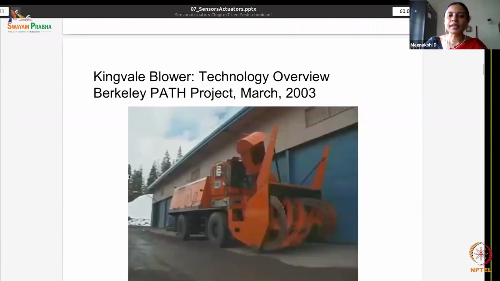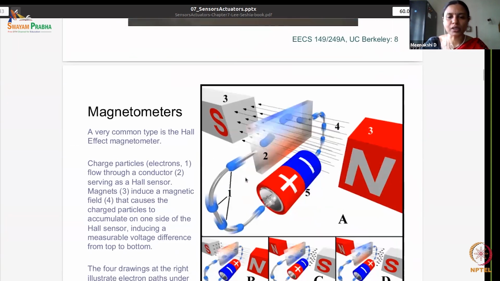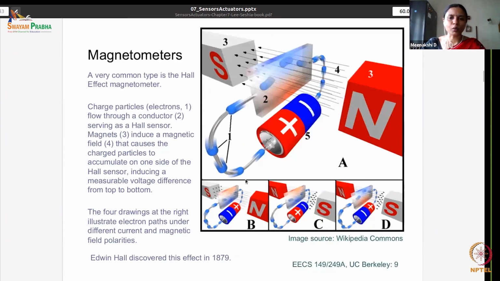So this is the same thing in the development of a snow mowing vehicle and the kind of technology that goes into it. Some of the sensors that go into these kinds of operations are listed in the slides below. Magnetometer is one of the most common sensors. On the right, there is a Wikipedia image on the physics of a magnetometer. There are charged particles, which are basically electrons, labeled as one, which flow through a conductor, which is the part labeled two. And because they do that, they serve as a sensor.